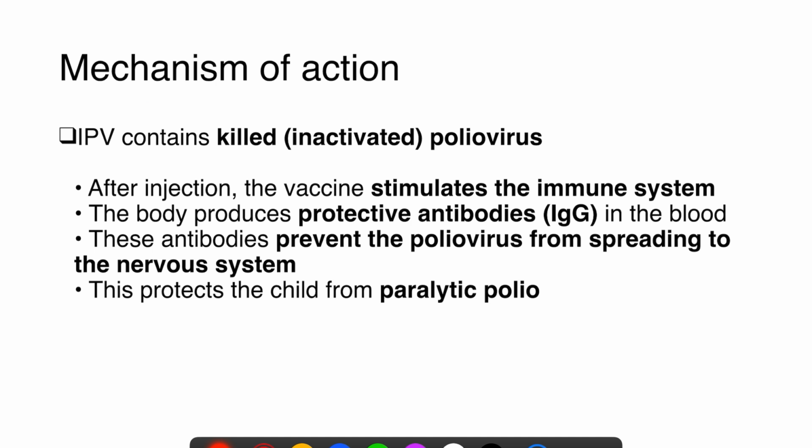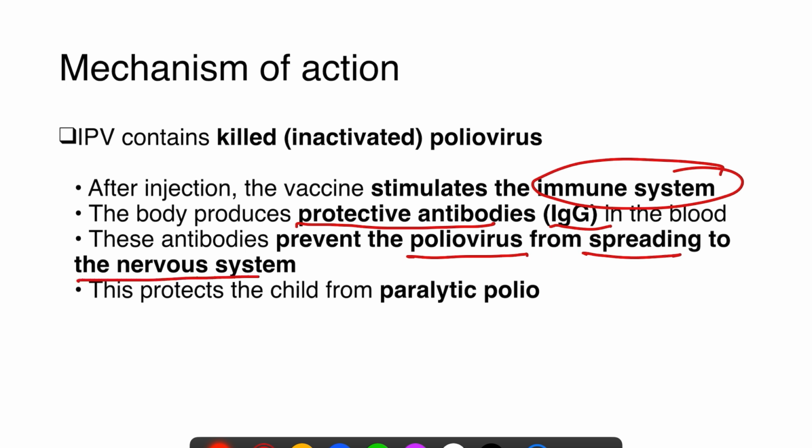Coming to the mechanism of action of this vaccine, after the injection of IPV vaccine, the vaccine stimulates the immune system and the body produces the protective antibody IgG in the blood. So these antibodies prevent the polio virus from spreading to the nervous system. Thus, it protects the child from paralytic polio.